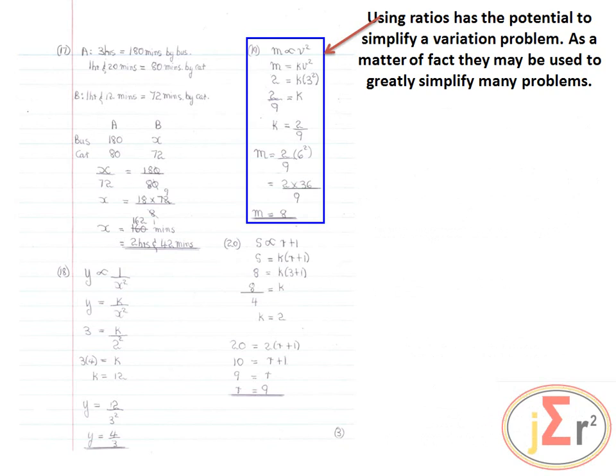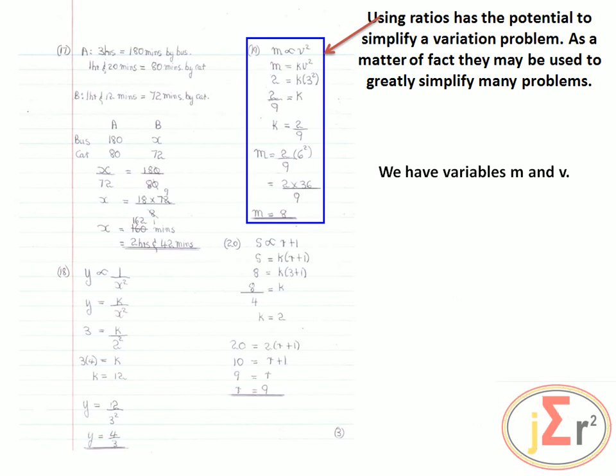Using ratios has the potential to simplify a variation problem. As a matter of fact, they may be used in greatly simplifying many problems, because I've seen some very, very tough mathematics problems, and we have gone all the way back to the simplest thing, ratios, that very simple mathematics device. We have used that very simple mathematics device to solve some of the most complicated problems, and no doubt we may use ratios in solving this problem also.